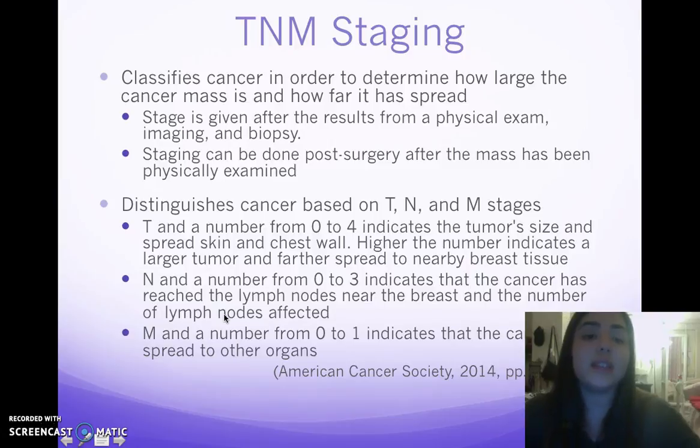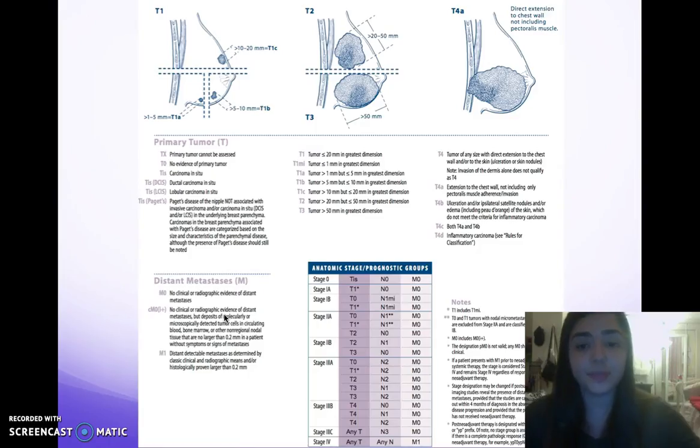So TNM staging distinguishes the cancer into T, N, and M stages. T is a number from 0 to 4, which indicates the tumor size, and N is a number from 0 to 3 that indicates whether the cancer has reached the lymph nodes and the number of lymph nodes infected, and M is a number from 0 to 1, determining if the cancer has spread or metastasized. This is a graphic showing different breast tumors and different stages and how the T, N, and M stages work and how it goes from stage 1 through 5.